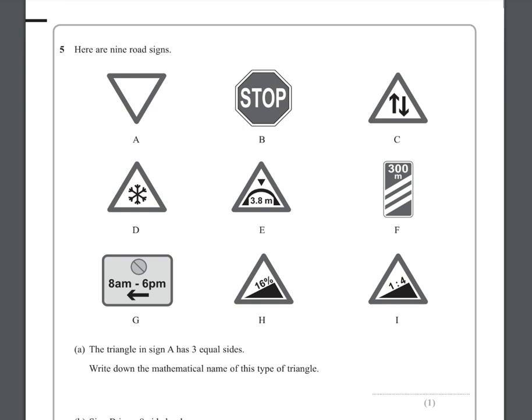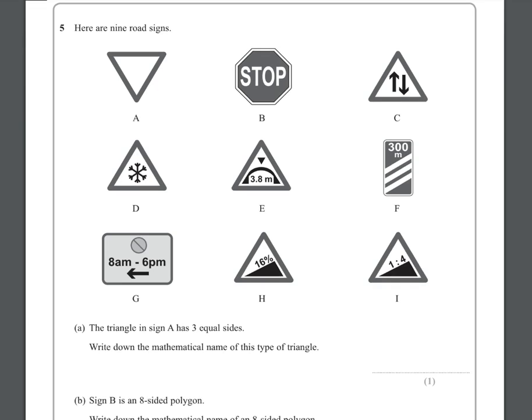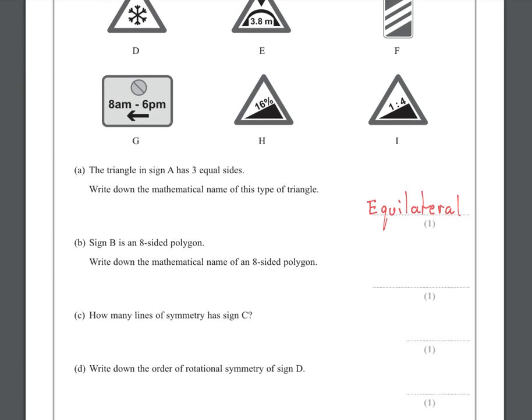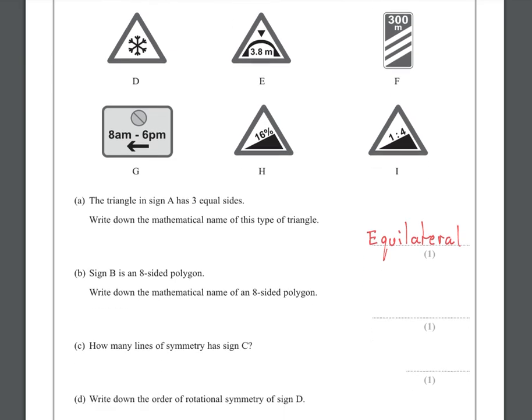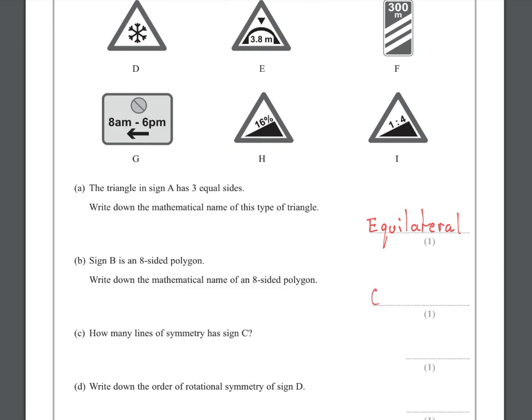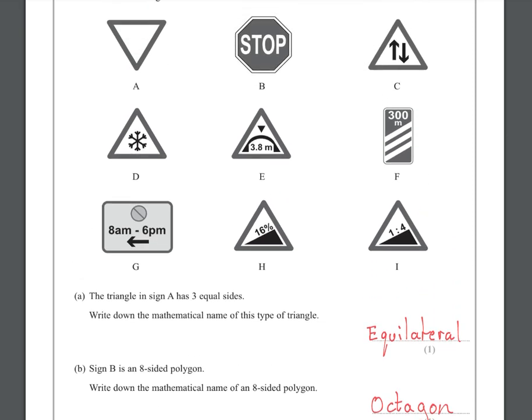Triangle A has 3 equal sides. Write down the mathematical name for this type of triangle. So with the equal sides, it is called an equilateral triangle. Polygon B is 8-sided. What is an 8-sided shape? An 8-sided shape is an octagon. An octopus has 8 legs. Okay, an octagon.